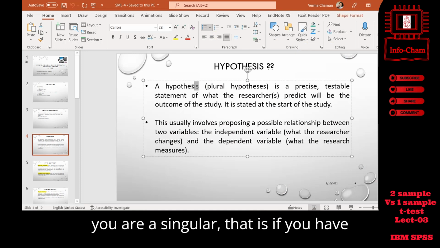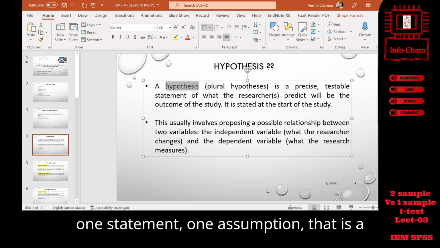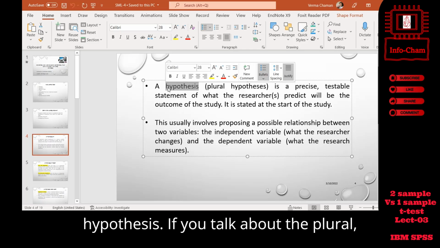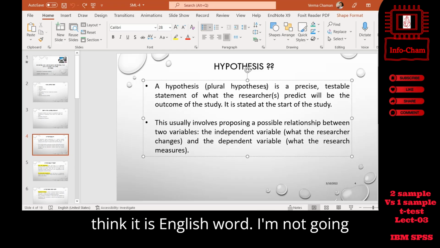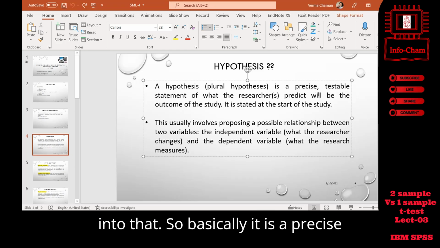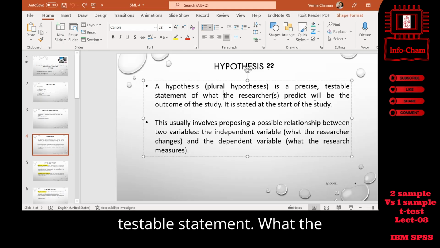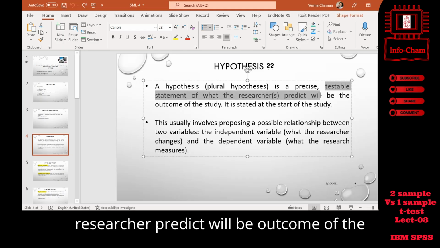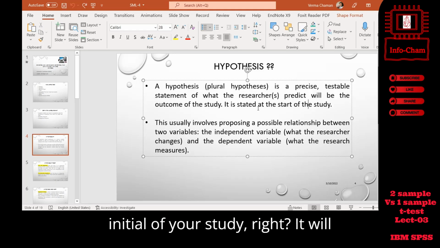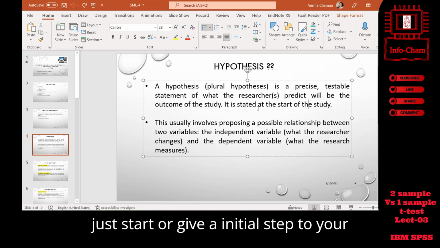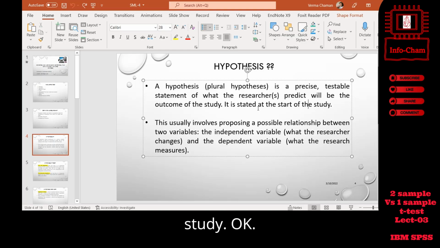Hypothesis: if you are singular, that is, if you have one statement, one assumption, that is a hypothesis. If you talk about the plural, then it is hypotheses. I think it is an English word, I'm not going into that. So basically it is a precise, testable statement of what the researcher predicts will be the outcome of the study. So I should say it will be the initial step of your study, right? It will just start or give an initial step to your study.